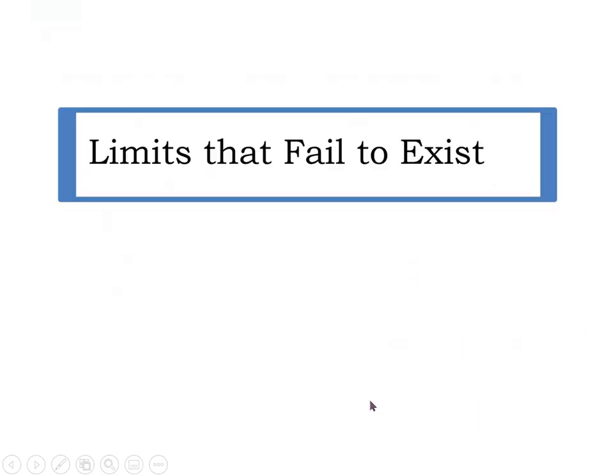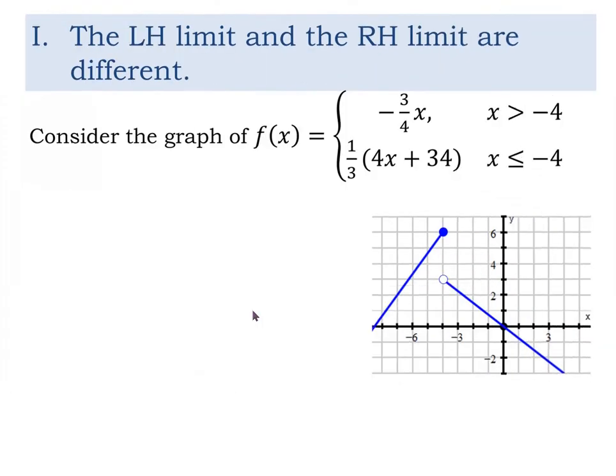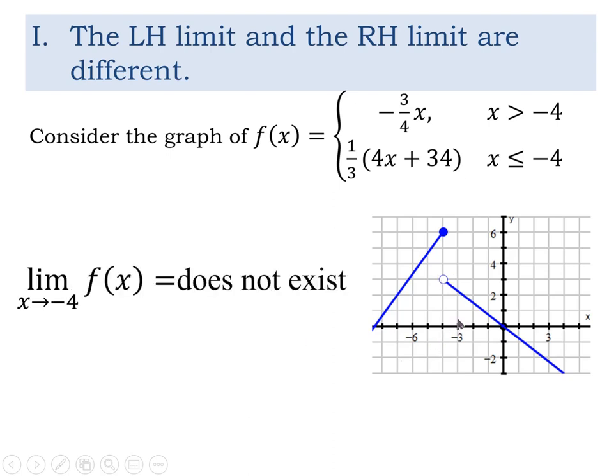Now let's talk more about limits that fail to exist. There are 3 scenarios where the limit can fail to exist. If the left-hand limit and the right-hand limit are different, which we've seen already, if your function increases or decreases without bound, or if your function oscillates between 2 fixed values. Looking more in depth, like I've said, we've already seen this situation where there's a gap or a jump in your function, and that would be a situation where your limit, in this case, as x approaches -4, does not exist. This is a piecewise function.